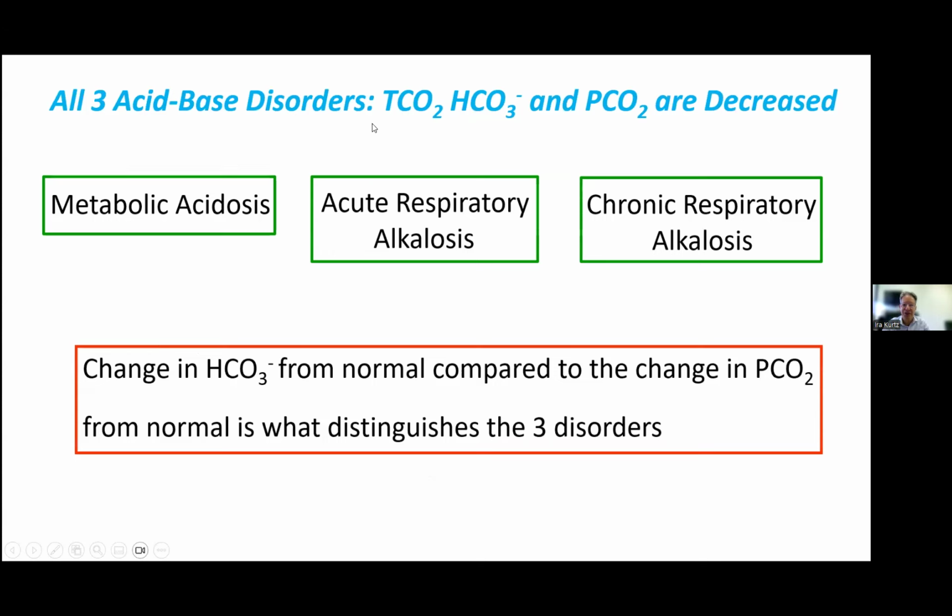So in all three acid-base disorders, the total CO2 or bicarbonate and the PCO2 are decreased. But what allows us to make a diagnosis, both for your boards and clinically for the rest of your life, is that the change in bicarbonate from normal compared to the change in the PCO2 from normal is what distinguishes these three. And that is just something that needs to be memorized.